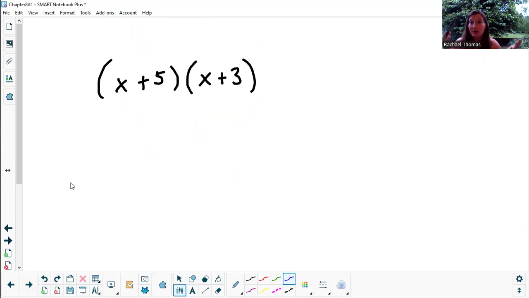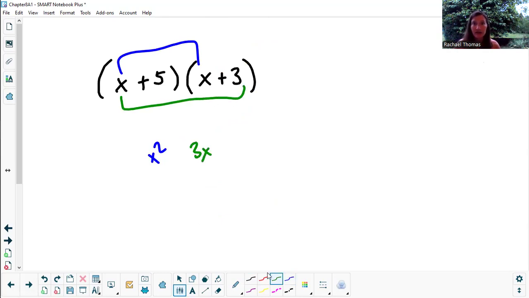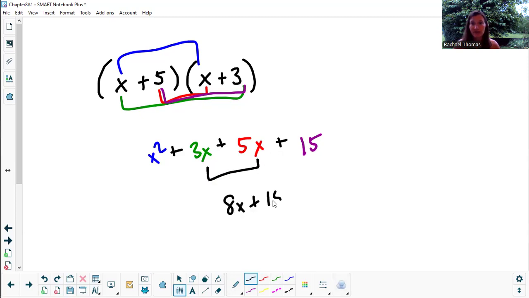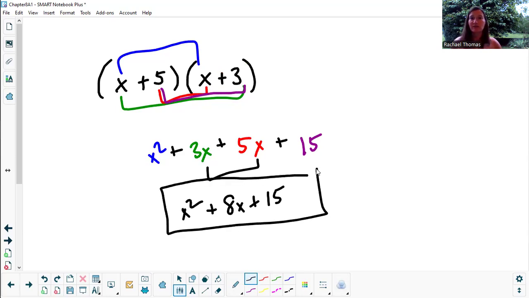So let's try an example here. I'm going to do the FOIL method on this one. First, x squared. Outside, very front and very back, would be 3x. Inside, last. 3 times 5 is 15. Add them all up. 3 x's and 5 x's makes 8 x's. And this is my final answer, x squared plus 8x plus 15. Cool. Now, that's the basics.